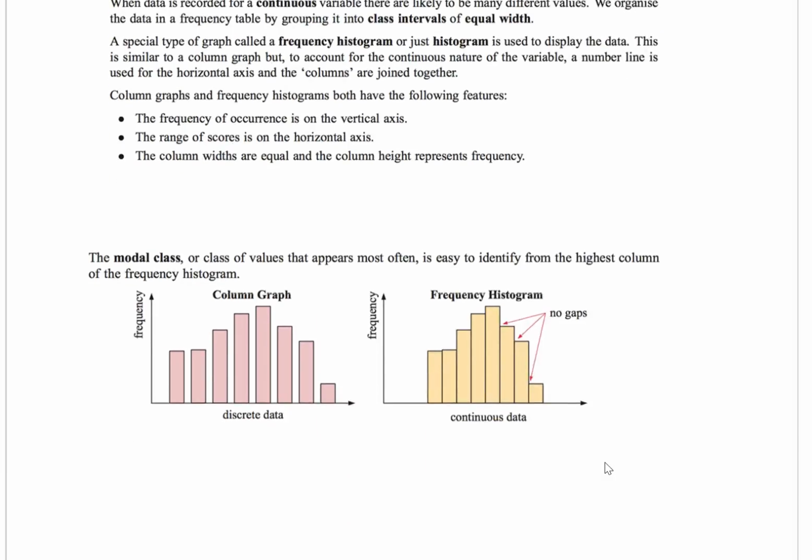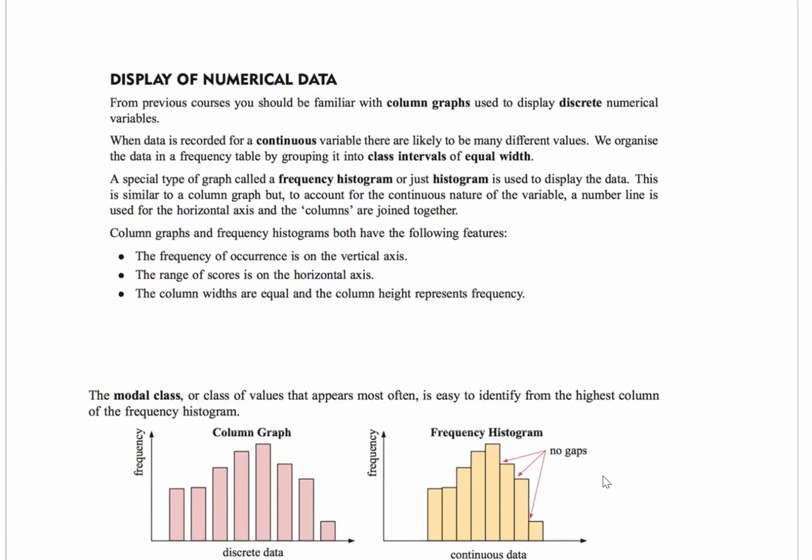Next, there's lots of ways you can display your data. The two most famous ones are column graph and frequency histogram. Column graph you use when it's discrete data, right? That's why it's all separate, because you can only be a certain number. And then frequency histogram, where, as you can tell, there are no gaps, but all connected. That's to show that it could be any number you want. So if you have discrete data, use column graph. If you have frequency histogram, use continuous data.